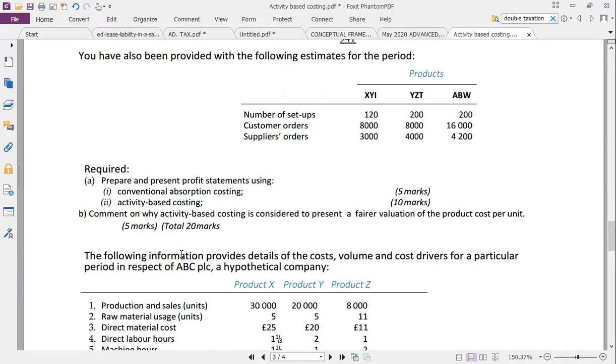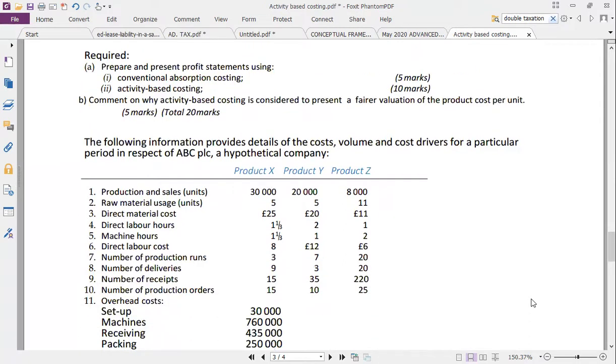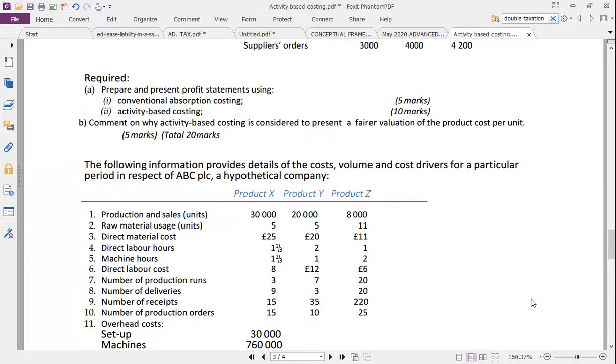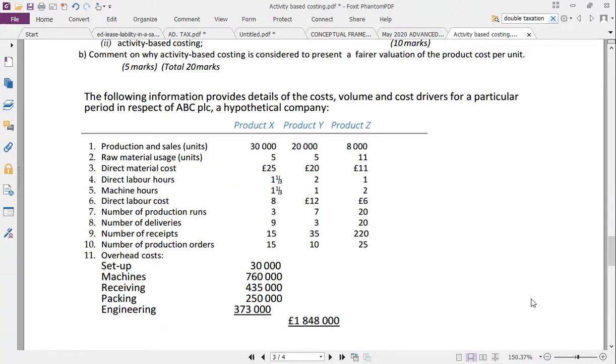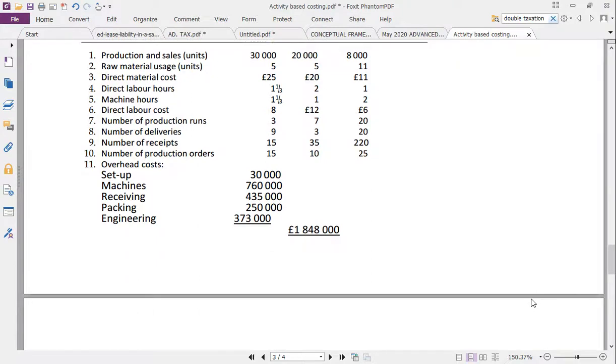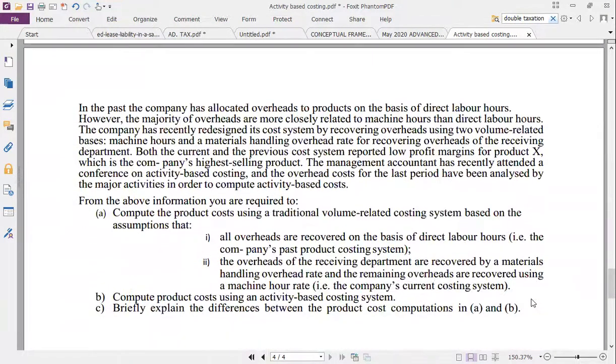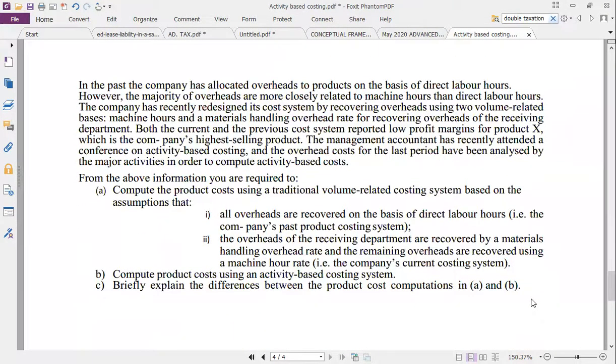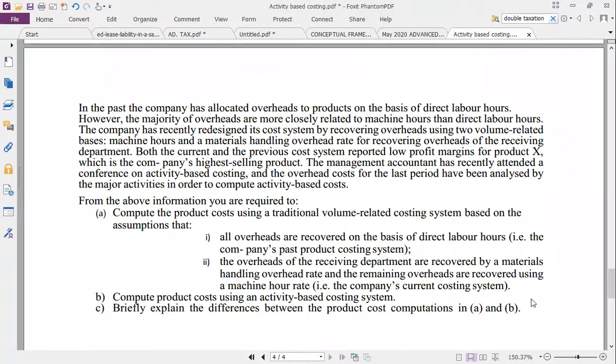Now let me explain this particular question for you to continue solving it. That's the ABC PLC, a hypothetical company. This question, everybody try it so that we look at it together. Okay, let's go to the requirement. Requirement said this.